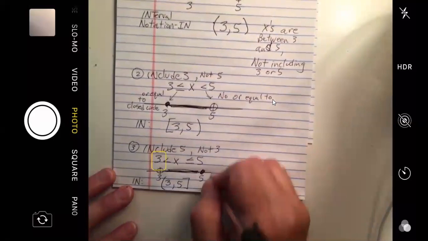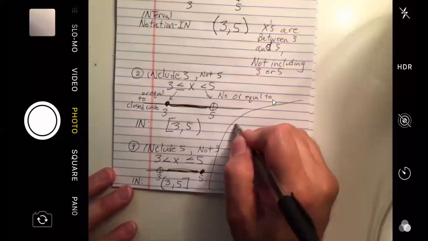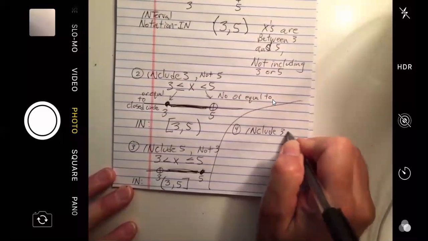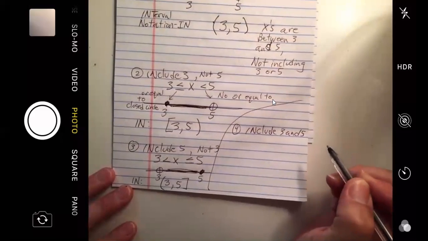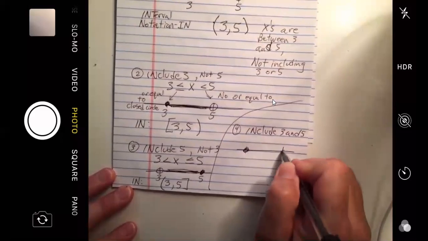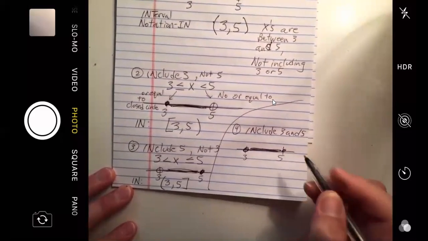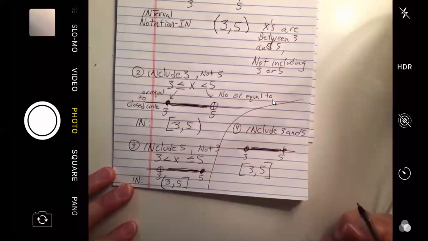And let's keep them on the same page. Case 4, include both 3 and 5. Closed circle on both. Shade between them. Bracket on 3, bracket on 5.